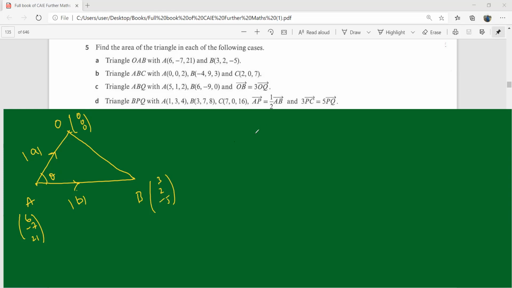Sir, wouldn't vector B be OB wala? No, no, I'm just naming this as OB. We don't need this right now. Okay, okay.